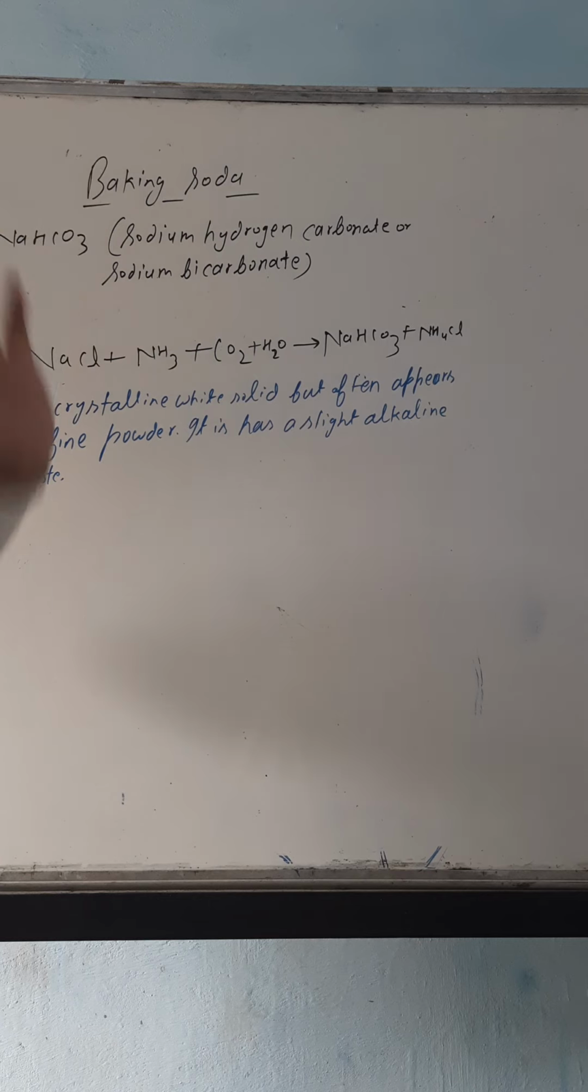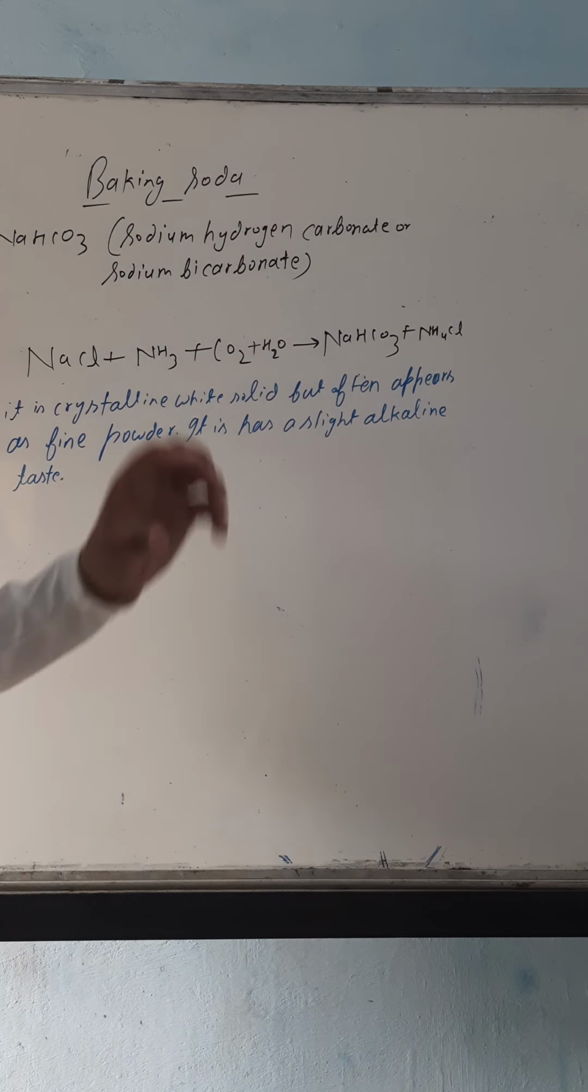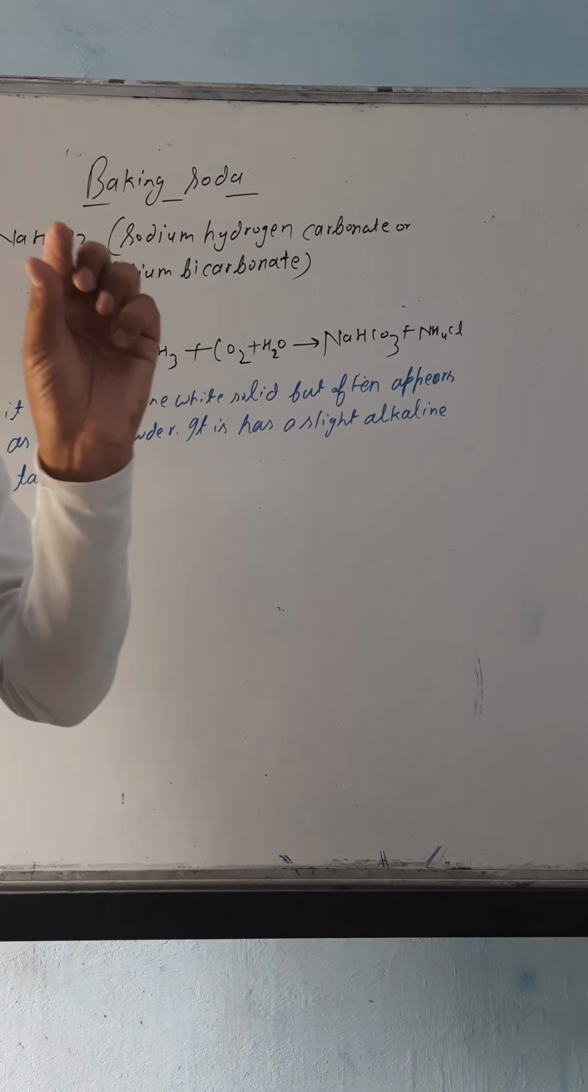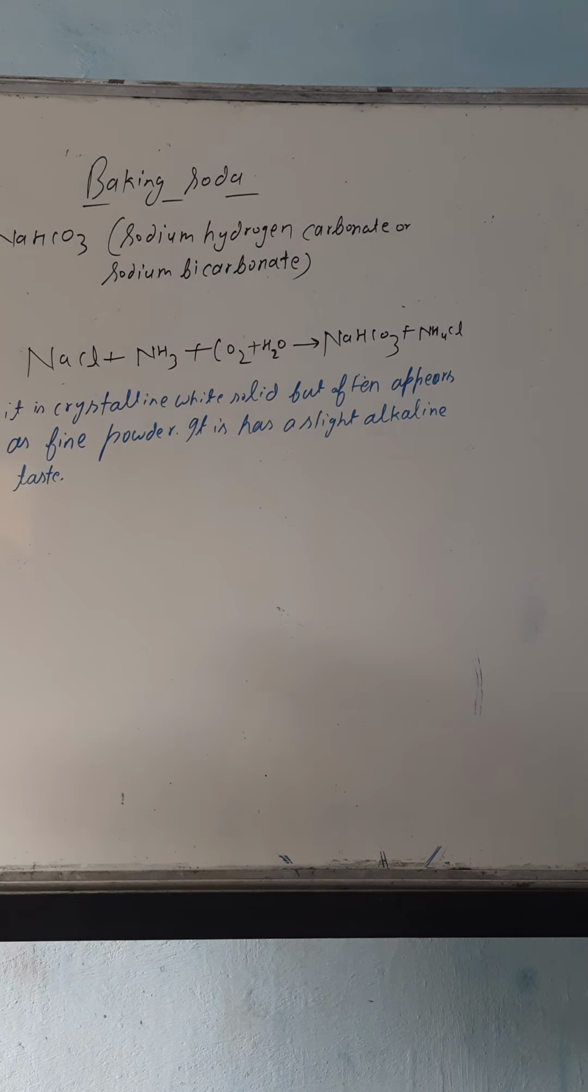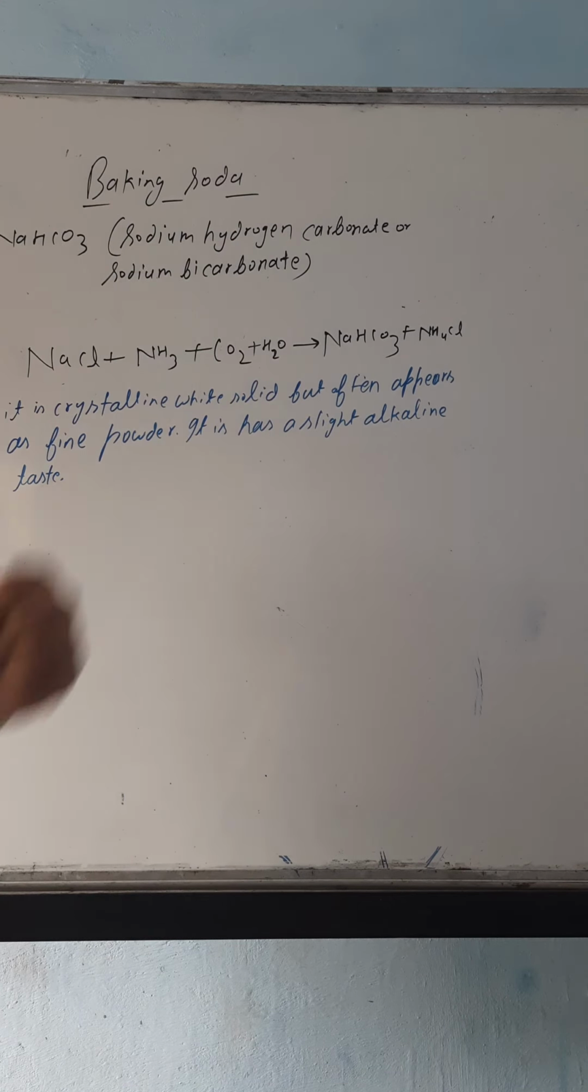Sodium hydrogen carbonate is the baking soda, and if you see its color, it looks like a fine powder. Sometimes it is a crystalline solid, with crystals present, but usually we get it as a fine powder.